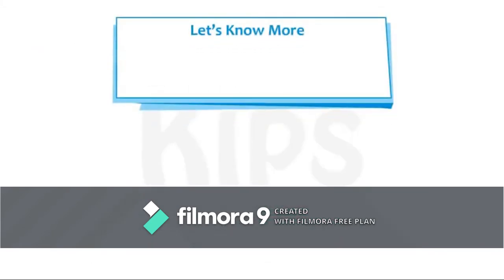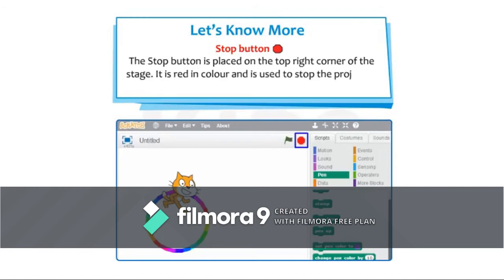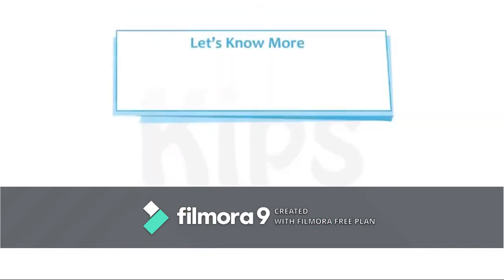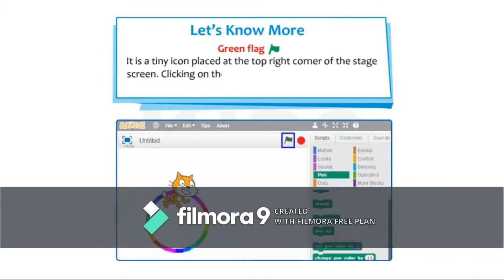Students, let's know more. Stop button is placed on the top right corner of the stage. It is red in color and is used to stop the project at any time during execution. Students, let's know more. Green flag is a tiny icon placed at the top right corner of the stage screen. Clicking on the green flag will run the script step by step.